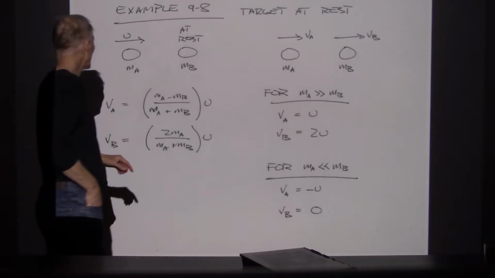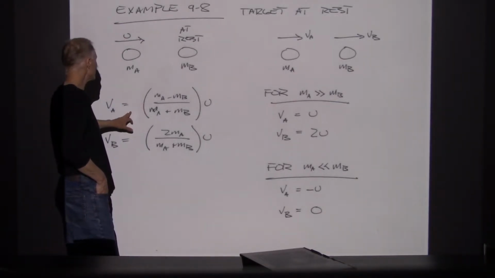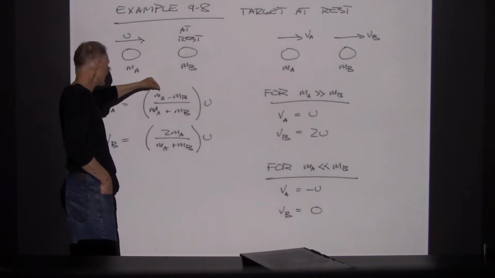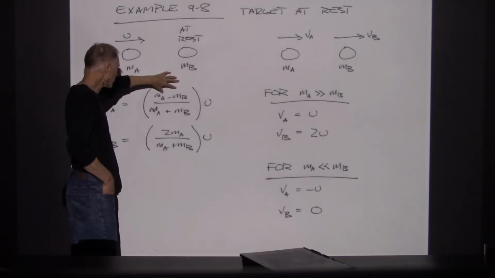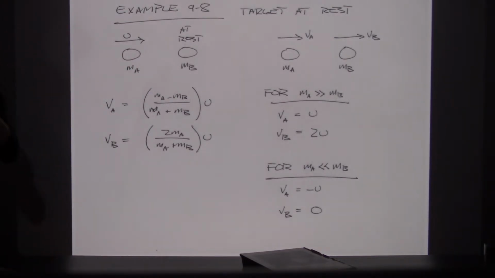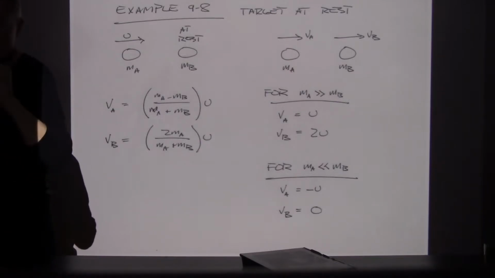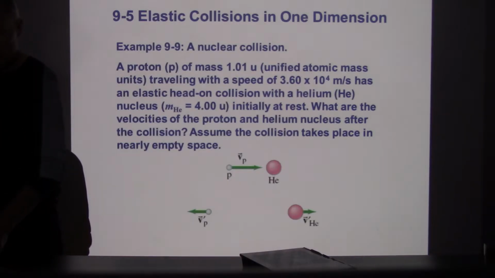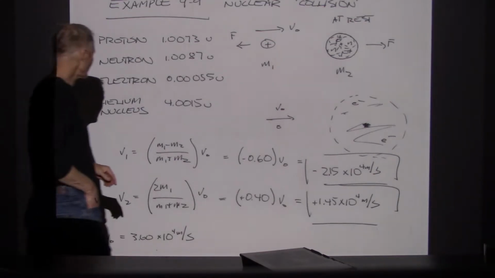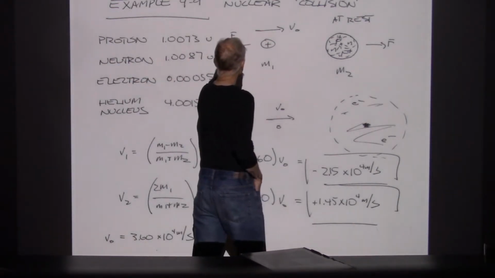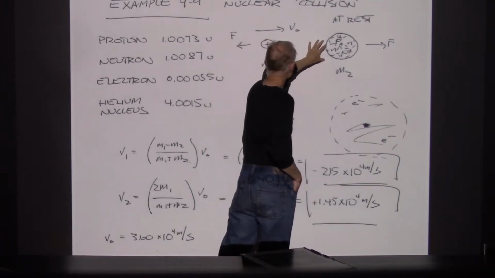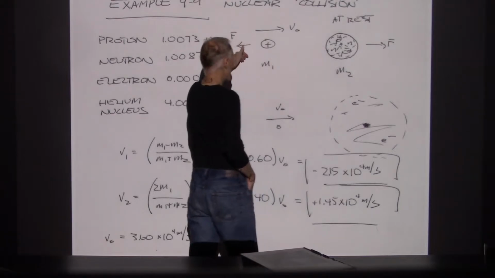Okay, so back to these formulas. If MB is larger than MA, the numerator is negative, and the lighter object will bounce back. If it's elastic, and one of the objects is at rest, that's what's going to happen. So we can already take a look at this and say, here is the proton coming in. It's going to hit the nucleus, and then it's going to bounce back.